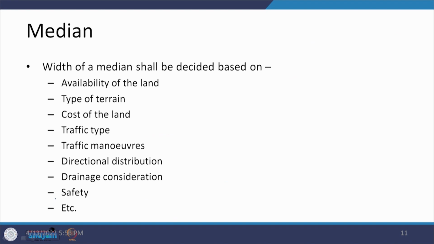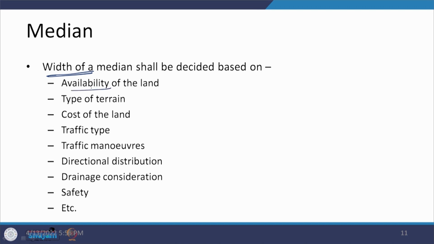Now, when we talk about the width of the median, how are we going to look at it? Whether it should be 2.5 meter wide, 4.5 or 5 meter wide, 7 meters, 9 meters, 12 or 30 meters, and if you remember, all of these things we have seen when we looked at the various profiles for different categories of roads. So, the very first thing is what amount of land is available. Is it an open country or is it a built up area?